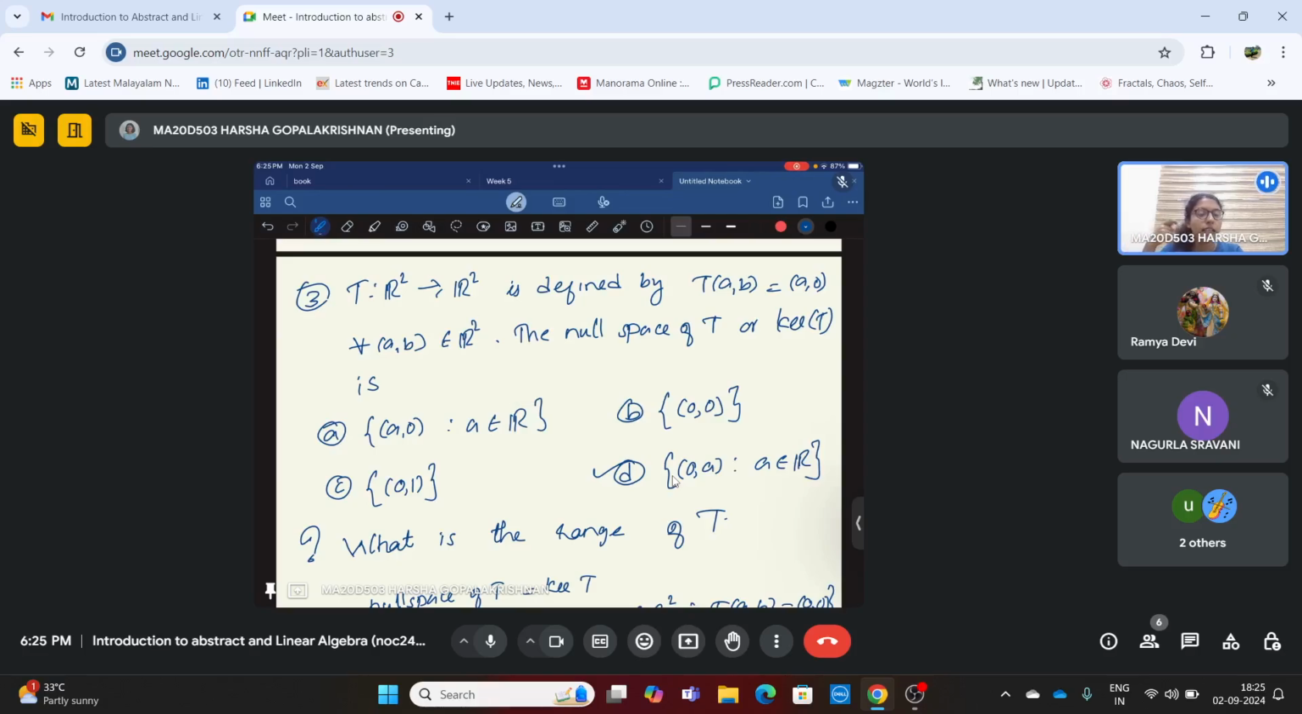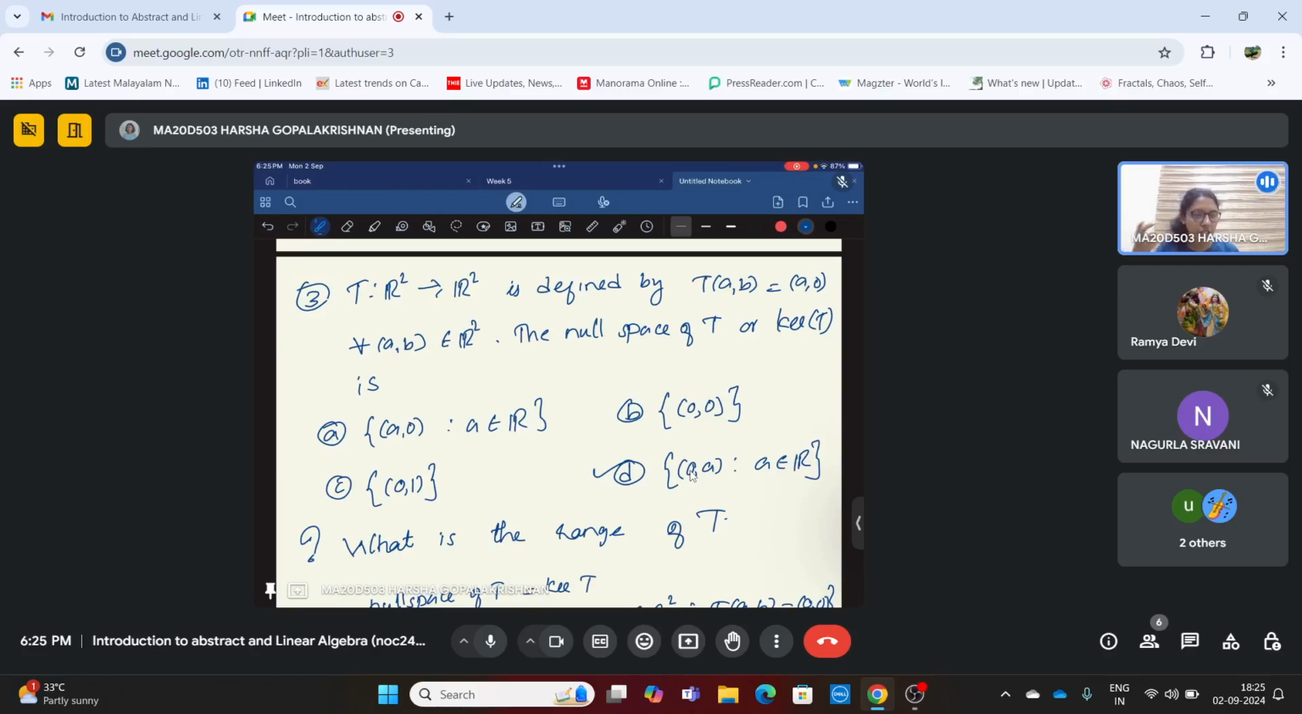Dimension means the least number of linearly independent elements required to generate the space. One. So what element will generate it? 0, 1. Okay, 0, 1 is enough to generate the whole space 0 A. So the dimension is 1.